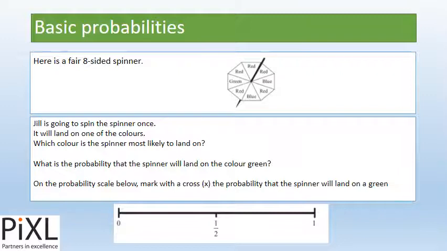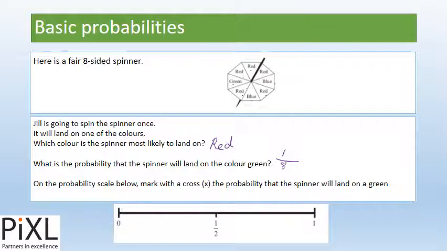Okay, we've got a fair 8-sided spinner. Jill's going to spin the spinner once. It'll land on one of the colours. Which colour is the spinner most likely to land on? Well, we can just look. We've got 1, 2, 3, 4, 5 reds. There's 2 blues and 1 green, so it's red. What's the probability it will land on a green? Well, there's one chance of getting it out of green, and then count 1, 2, 3, 4, 5, 6, 7, 8. So it's an 8th.